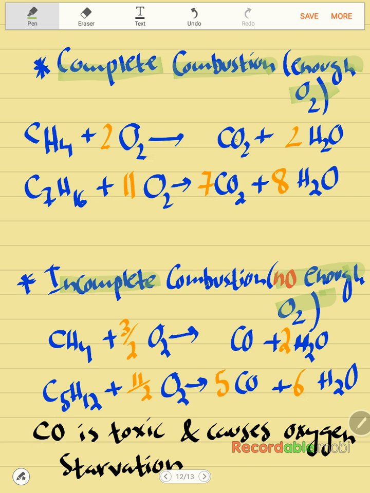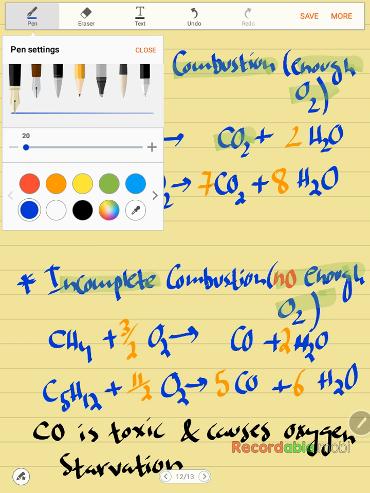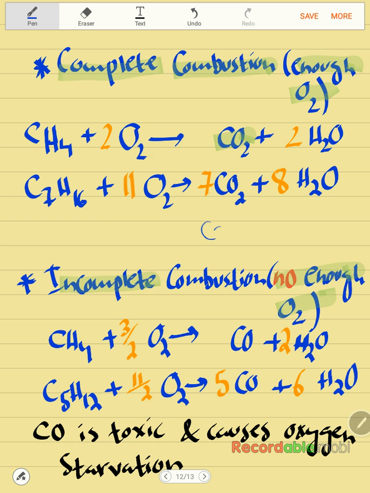So in the complete combustion, the products that are given are carbon dioxide, meaning di here means there are 2 oxygen, so you have 2 oxygen, and water. Whereas in the incomplete combustion, where there is not enough oxygen, the products that are given out are carbon monoxide.